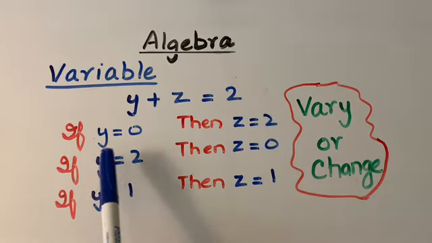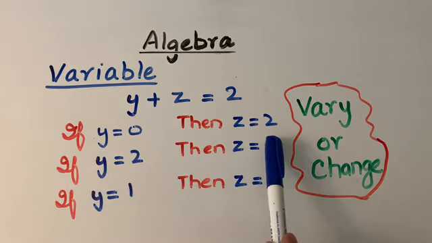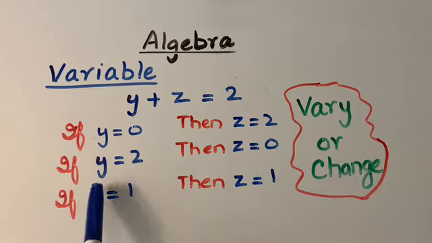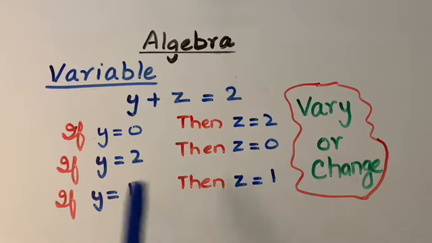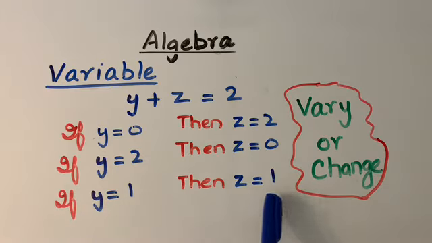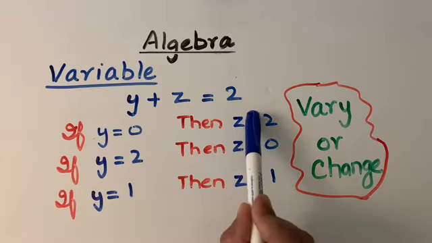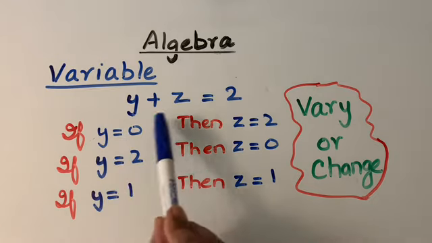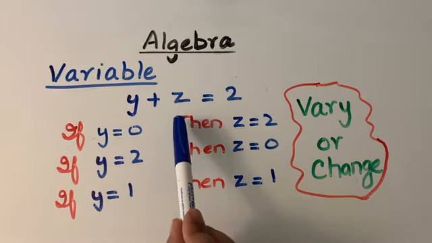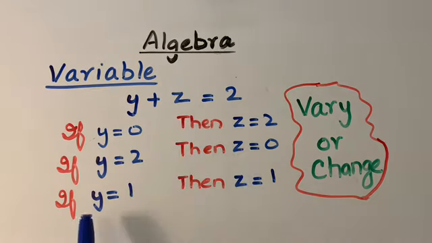Like if y is 0, then z is equal to 2. If y is equal to 2, then z is equal to 0. And the last possibility is if y is equal to 1, then z is equal to 1 to make this equation true. In this equation, y and z both are variables because their value can vary or change depending on the values of each other.